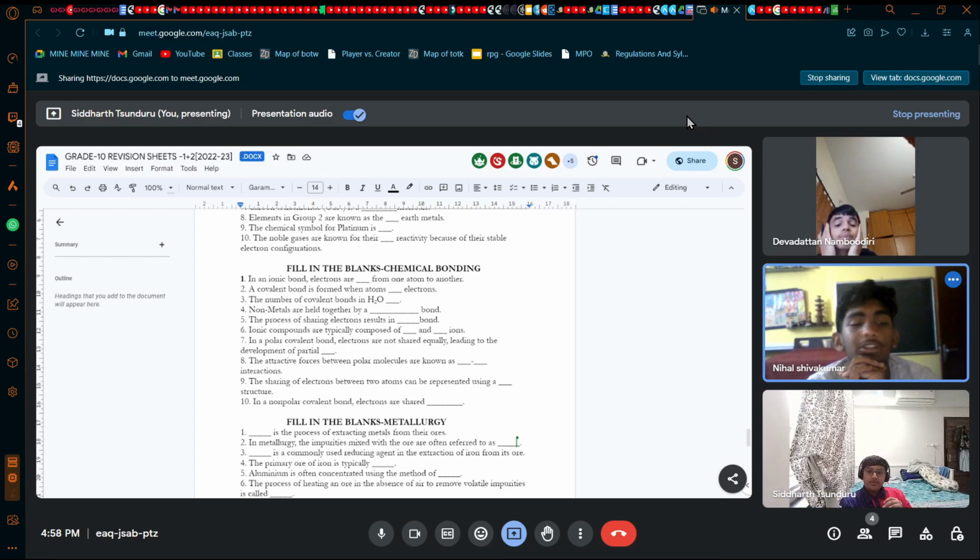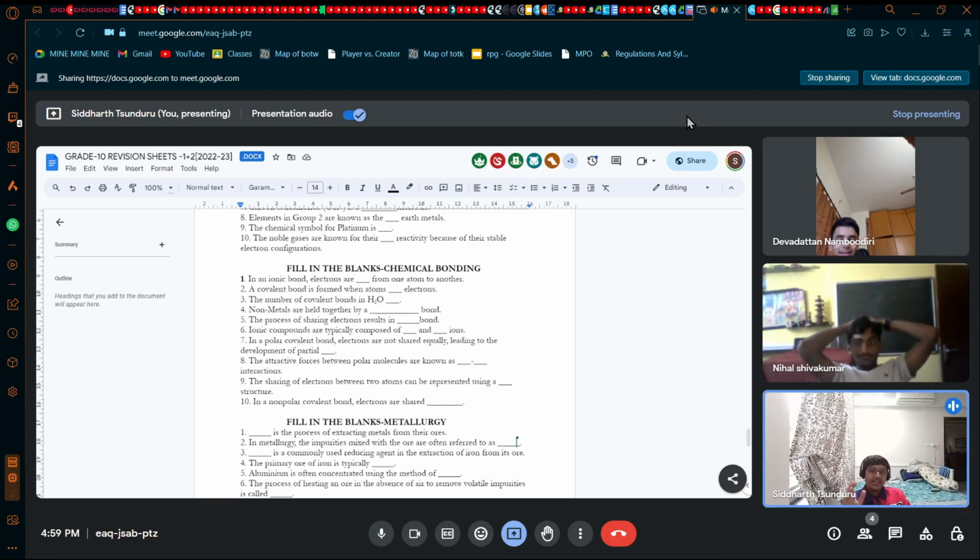Again, why is this there? The sharing of electrons between two atoms can be represented using a... according to our IIT and our local IIT person. Nihal, did you see that question number 8? That is not an IIT person. Shut up, bro. I didn't say that. He saw that MCQ question dead in its eyes and said, that's not an IIT person.